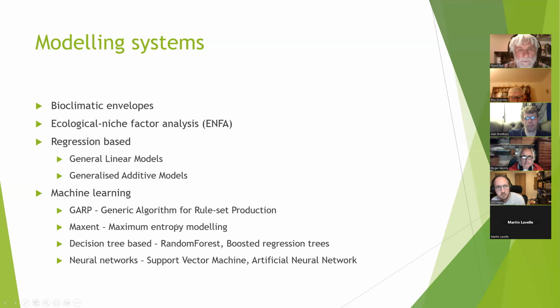We're going to come back. Maximum entropy is the one I'm going to demonstrate, Maxent. We have decision tree based things, decision trees leading to random forests of trees, boosted regression trees, and finally neural networks and things like support vector machines and artificial neural networks. I could vaguely have a go at trying to explain maximum entropy and random forests, but I have no clue how a support vector machine works, I'm afraid. I can fit them, but I have no idea what's going on under the hood in a support vector machine.